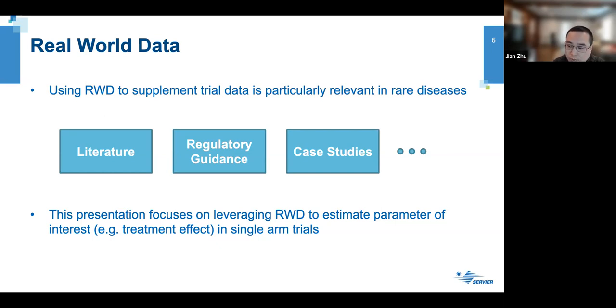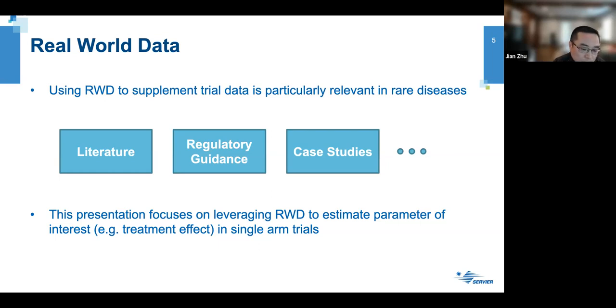And this is actually motivated by a study that faced extreme difficulty in enrolling a large sample size in a very small patient population and indication. So the parameter of interest could be, you know, treatment effect, for example. What is the average change in the cognitive score, right?